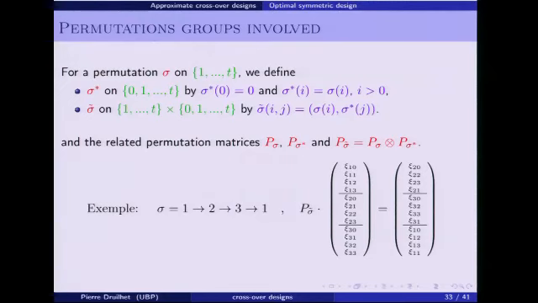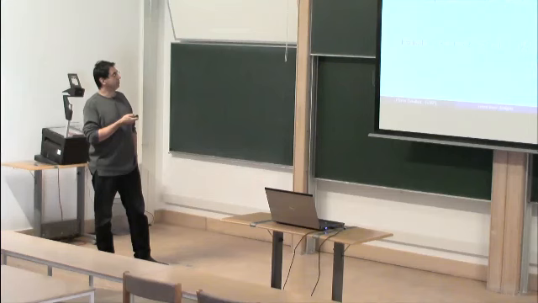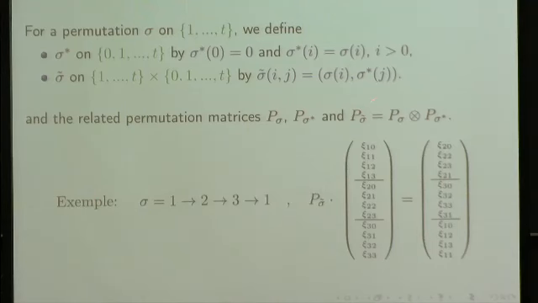And you also have sigma tilde, which is a permutation on the product set of 1 to t, so treatment labels and carryover effect labels. It's just a direct product group, that is, sigma tilde of (i,j) is (sigma(i), sigma star(j)). And so you have the permutation matrices P sigma and P sigma star, corresponding to sigma and sigma star, and you also have P tilde sigma, which is the Kronecker product of P sigma and P sigma star.